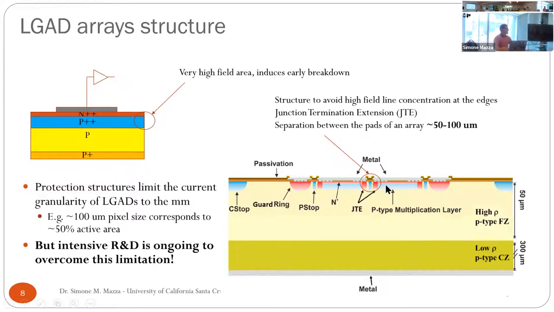And this is, of course, okay in the case of the ATLAS or CMS detector, where you have a granularity of the millimeter, then you have like 10% of that region. But if you really want to achieve 4D tracking, where you have a hit every 100 micron, 50 micron, et cetera, this is obviously not good. And you will have more than half of your detector that is completely inactive. So in the past few years, there has been a lot of R&D to overcome this limitation.